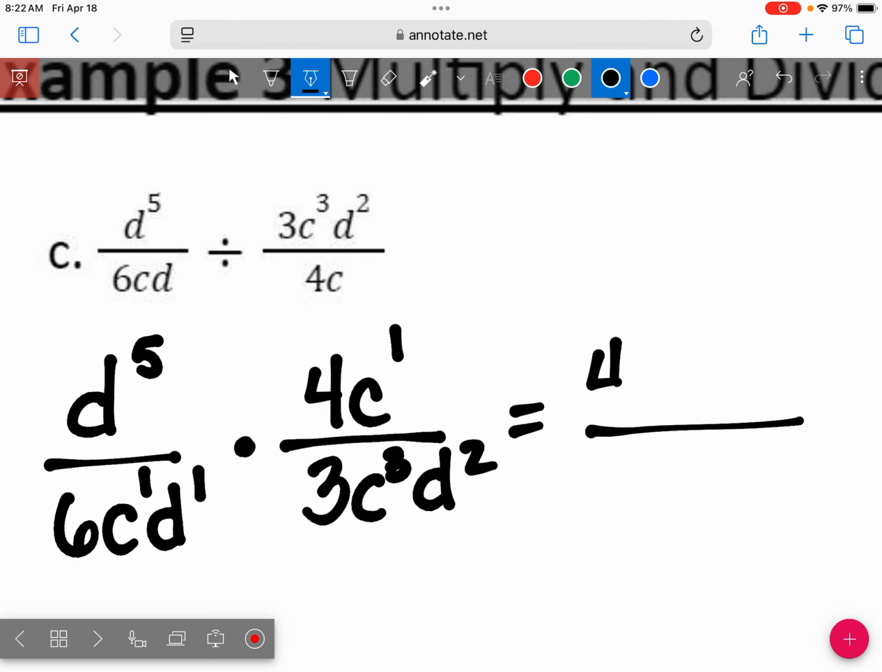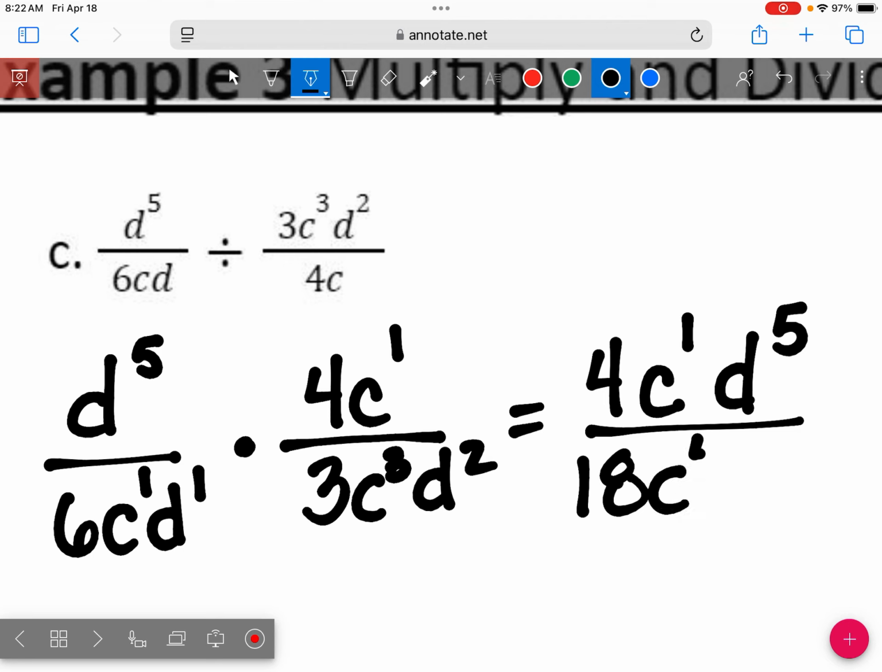So I have a 4 upstairs, 1 C, 5 D's. That's what I have upstairs. Downstairs, I have 6 times 3, which is 18. How many C's do you have? When you multiply, you have to add the exponents going across. So 1 plus 3 is 4. And for my D variable, I have 1 plus 2, which is 3.